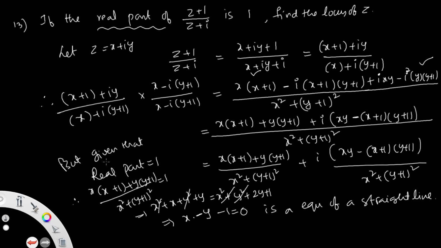The terms without i are the real part, and the rest is the imaginary part. In the question, the real part is given as equal to 1. Take the cross multiplication, then simplify, and it is the equation of a straight line. This is the question. Next, the 14th question.